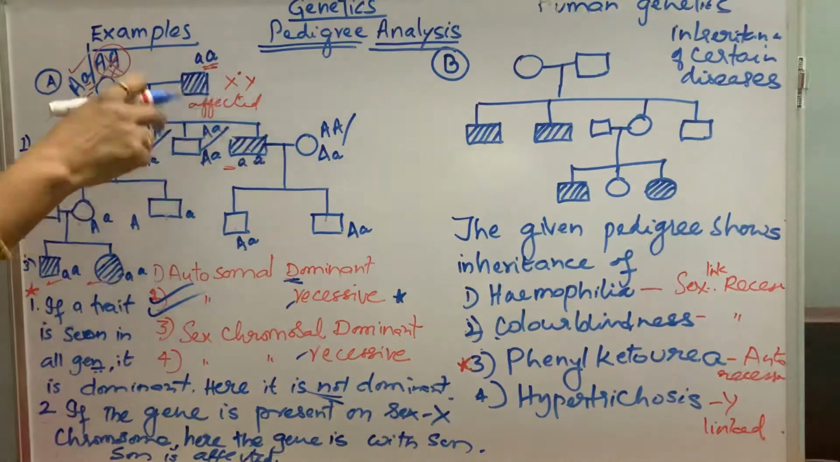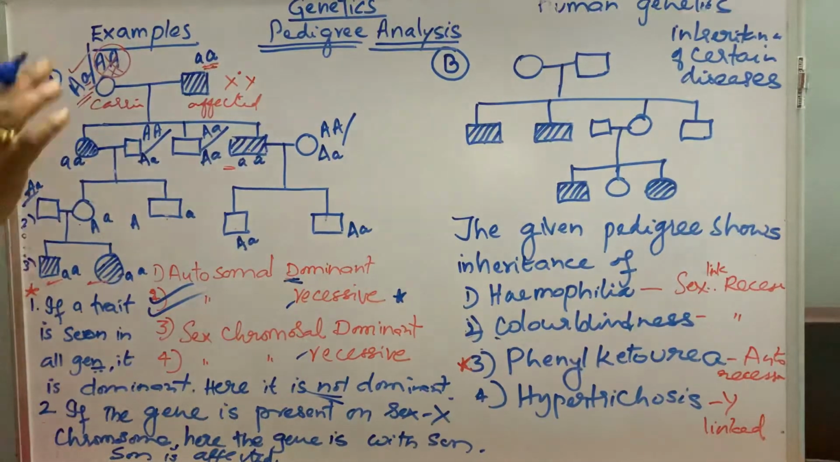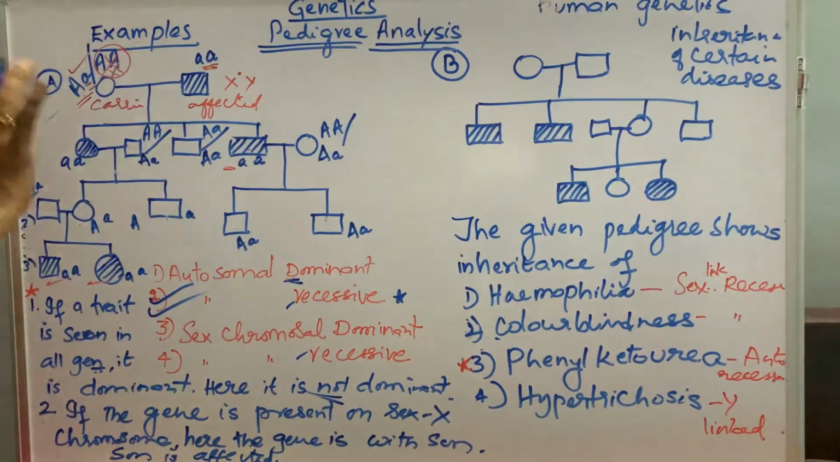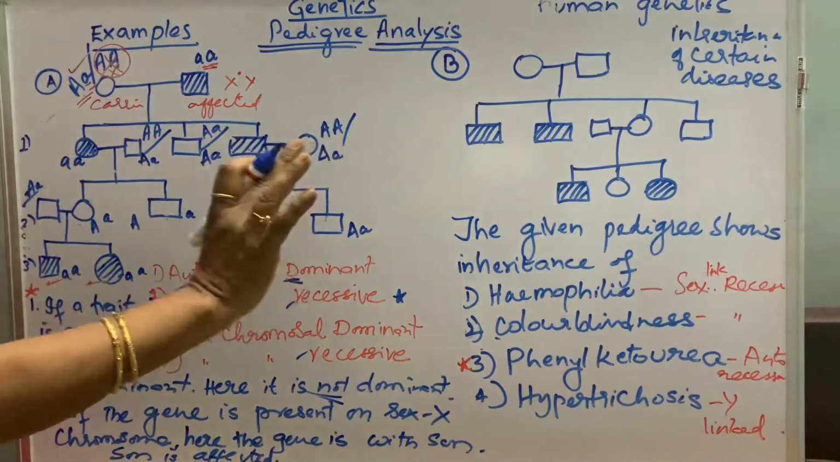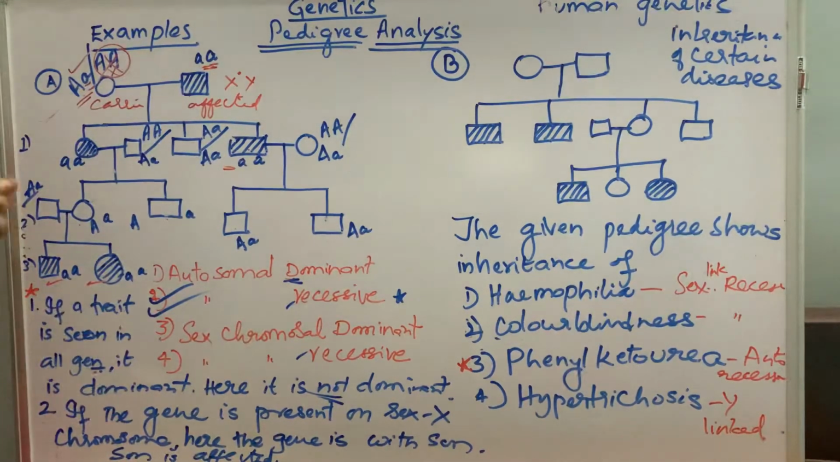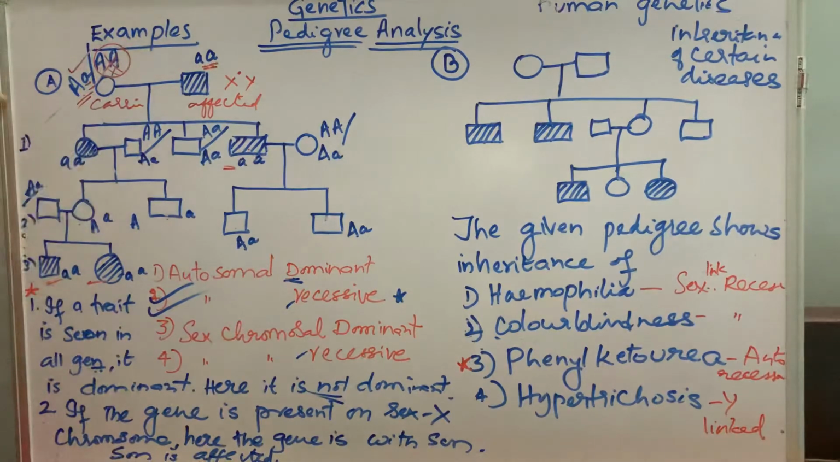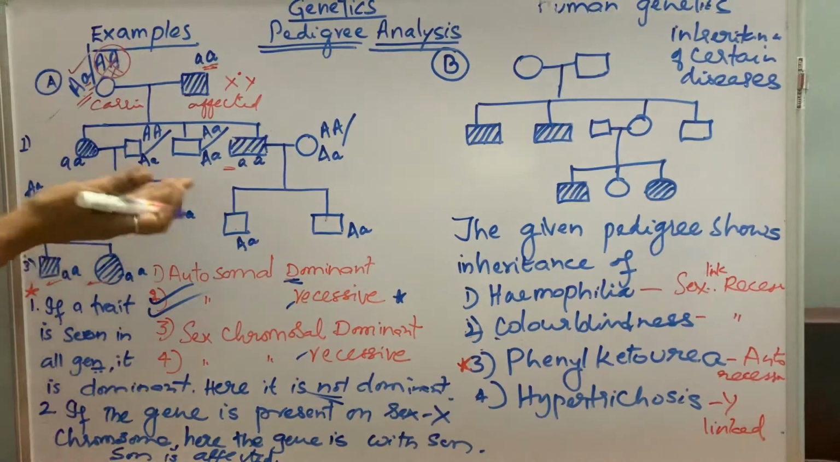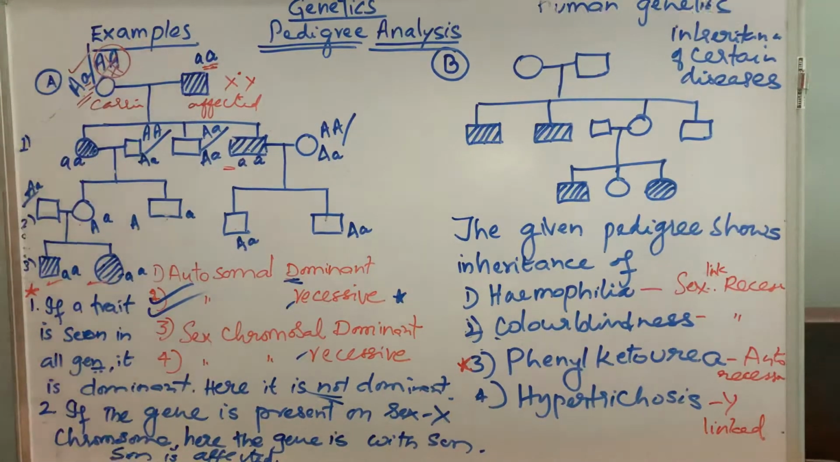Because the X cannot be transferred to the son. Always the diseased fathers will pass their disease to the daughters only, not to sons. When both sons and daughters are affected, it must be autosomal. When affected individuals are present in every generation, then it will be dominant. It is not the case, it is recessive. It is also called skip generation. In one generation it is skipped. That is about the first example, autosomal recessive.